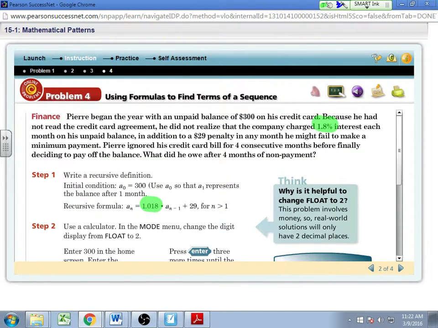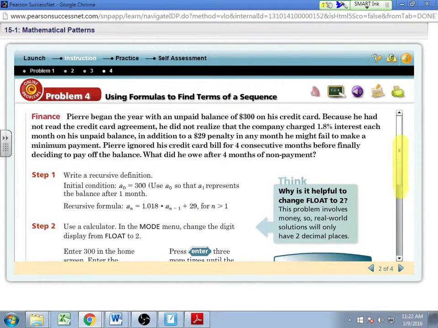That's going to multiply by your previous balance. A sub n minus 1 is your previous month's balance. And then the fee that they charge you is just a constant that gets added on. But this has to be for months beyond 1. Because that first month, instead of using that previous, we just plug in 300. So then we work down.